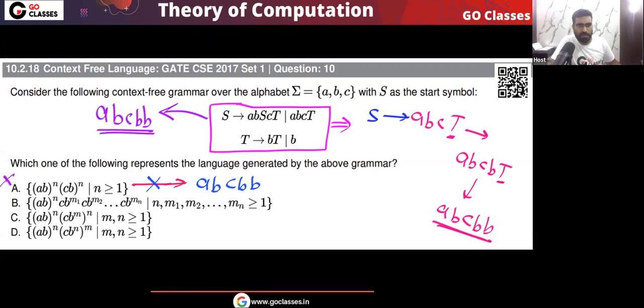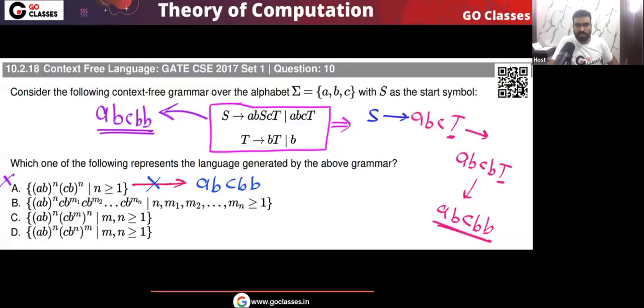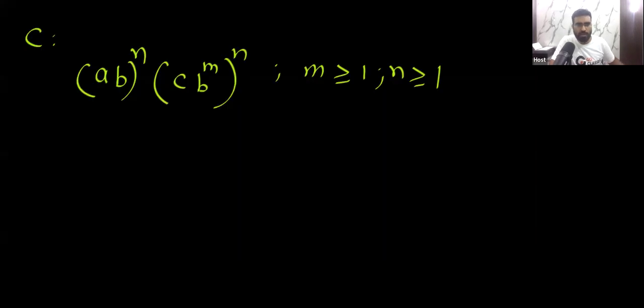What about option B? Option B is the answer, we have already seen. What is the counterexample for option C? Tell me. Notice in option C, what is the problem? Look at option C. In option C we have a b power n, and then you have c b power m, all raised to n, where m is greater than or equal to 1, n is greater than or equal to 1. Can you notice what is the problem with option C, where both are greater than or equal to 1?